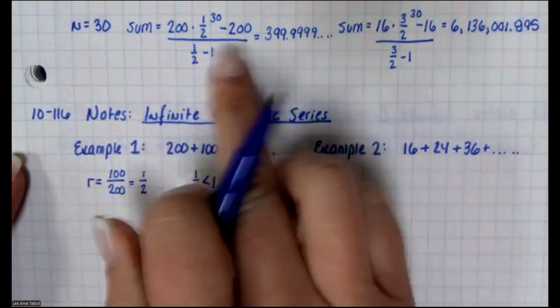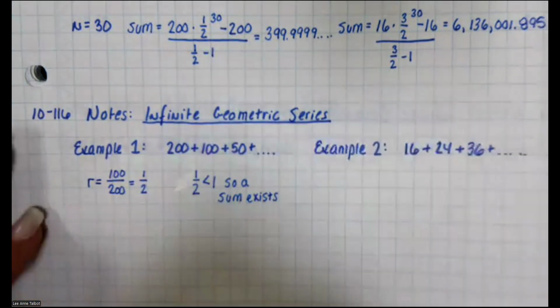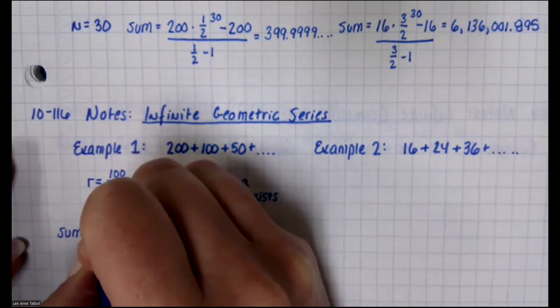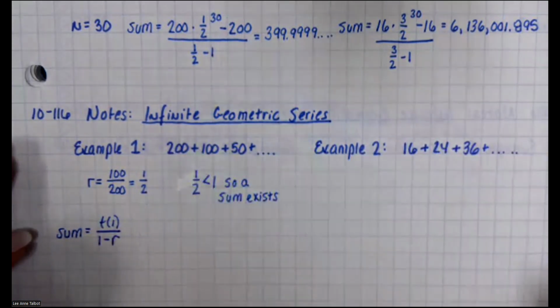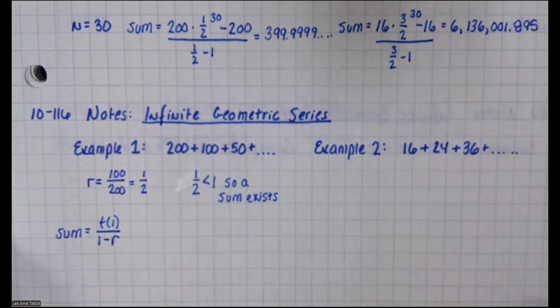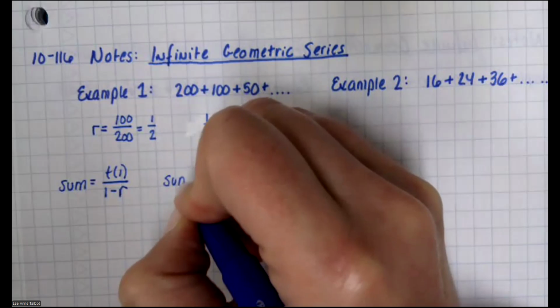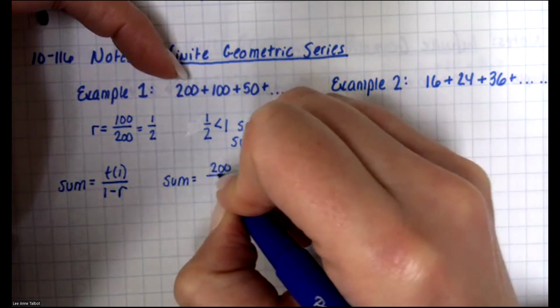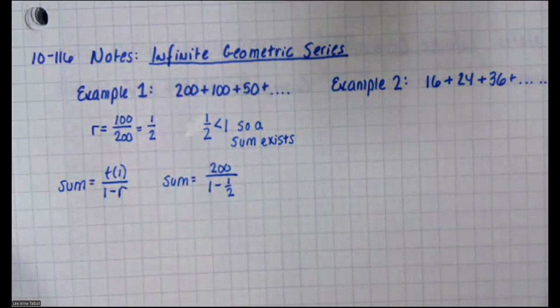You don't have to do this. You can do this, put a really big number in for n and take a guess, but the actual formula is sum equals first term over 1 minus r. I would derive it for you, but I don't have time. Okay, so on this one, sum equals first term is 200 over 1 minus 1/2.